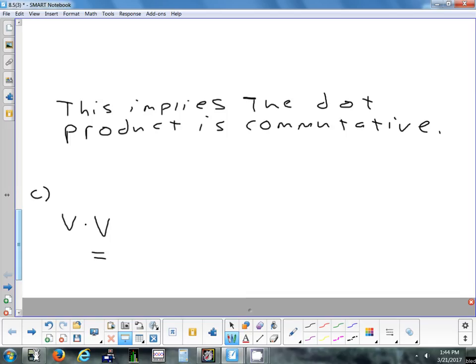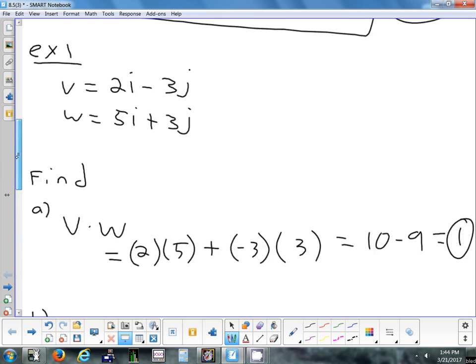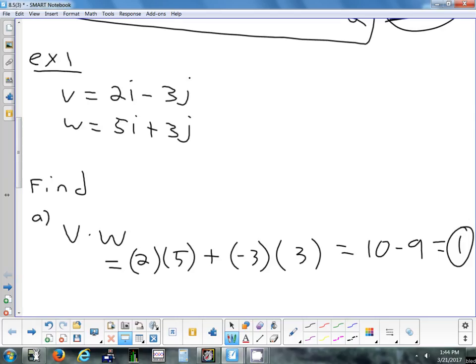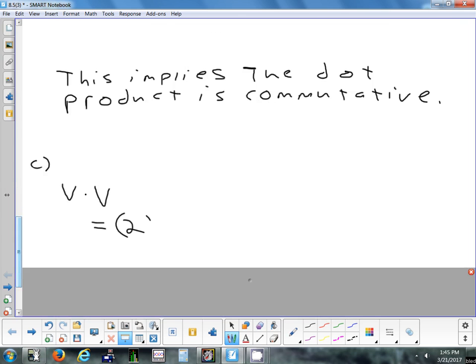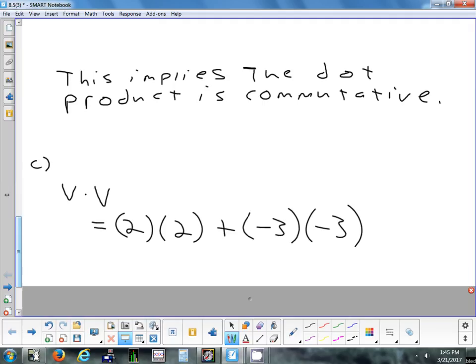All right, let's find v dot v. What would be the calculation I would do for v dot v? What times what plus what times what? 2 times 2 plus negative 3 times negative 3, right? Yeah, 2 times 2. So it'd be 2 squared, plus negative 3 times negative 3. Or if you just want to shorten that, it's really just 2 squared plus negative 3 squared.